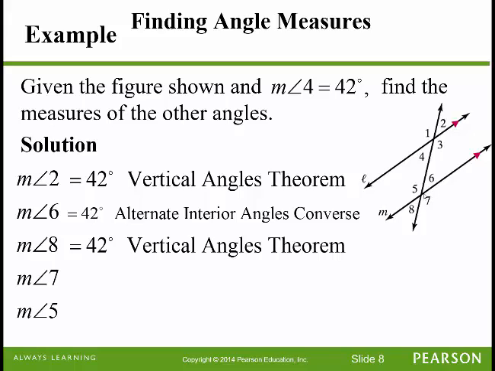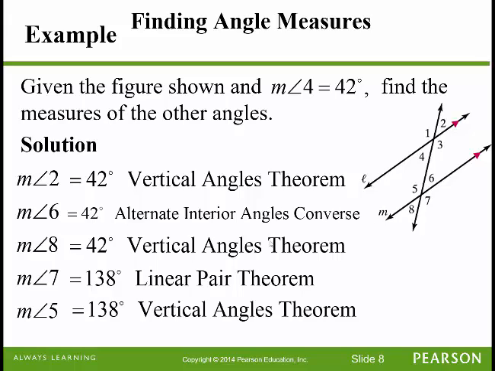Now the measure of angle 7 forms a linear pair with angle 8 here. So you're going to take 180 degrees and subtract 42 degrees, so the measure of angle 7 is 138 degrees. And now notice here that angle 5 is a vertical angle with angle 7. So that's also equal to 138 degrees by the vertical angles theorem.